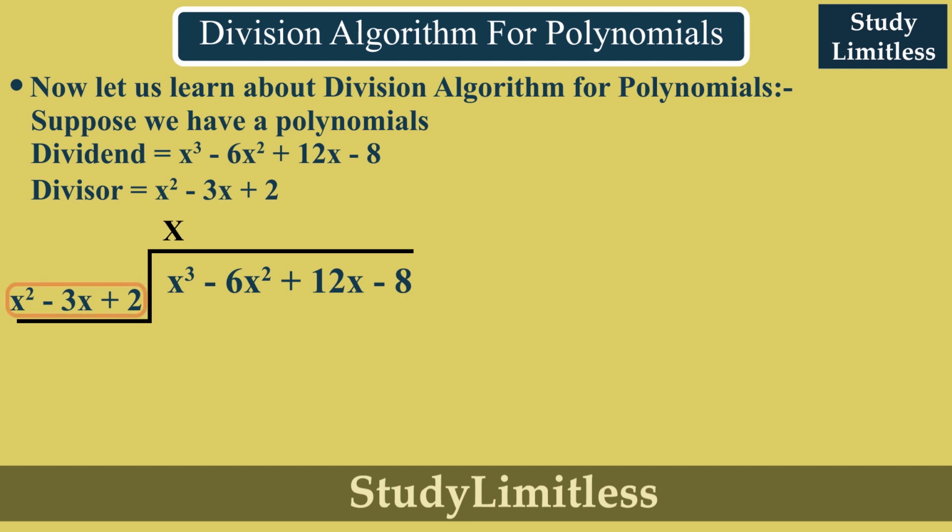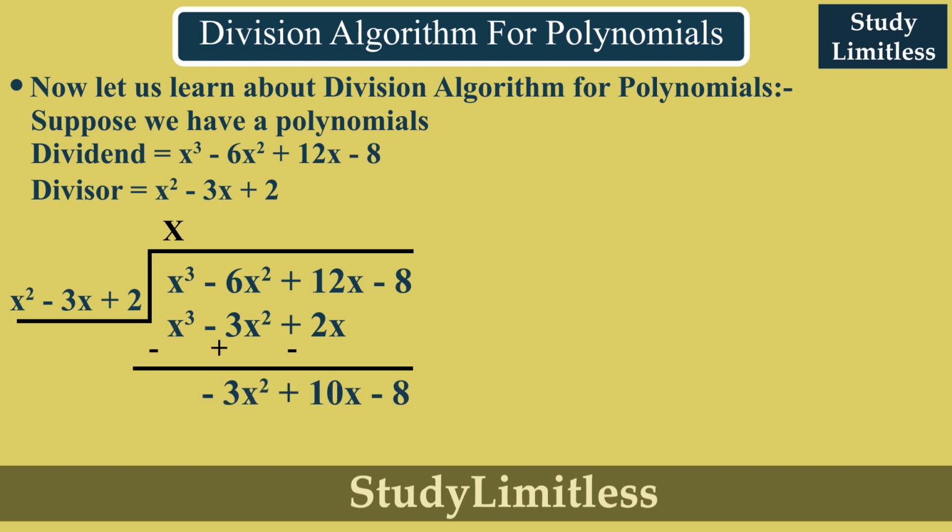Now we will multiply the divisor with the first term of the quotient and subtract the product from the dividend. So we have x cube minus 3x square plus 2x. So x cube cancels, and in the remainder we have minus 3x square plus 10x minus 8. Now we have the new dividend, and the divisor is the same.